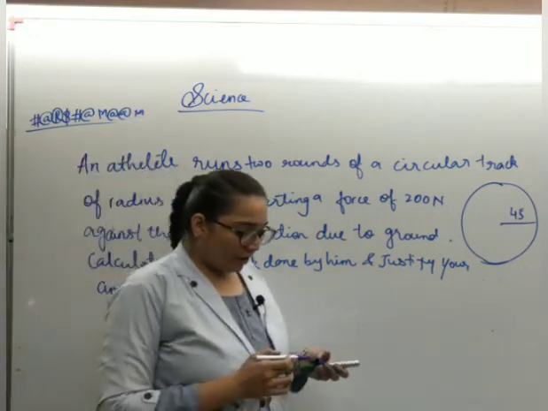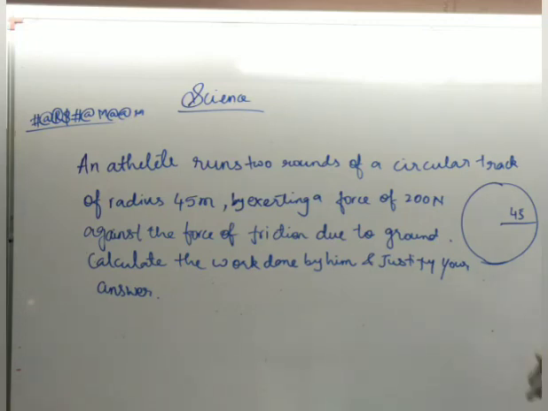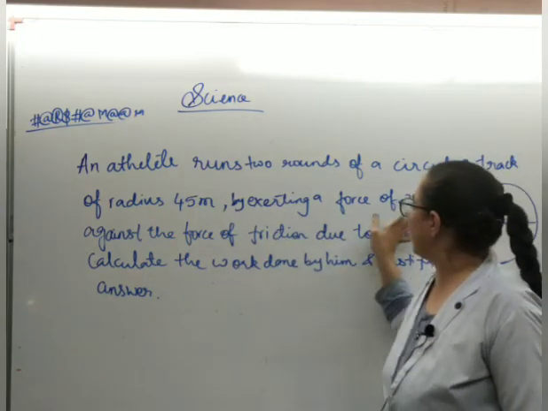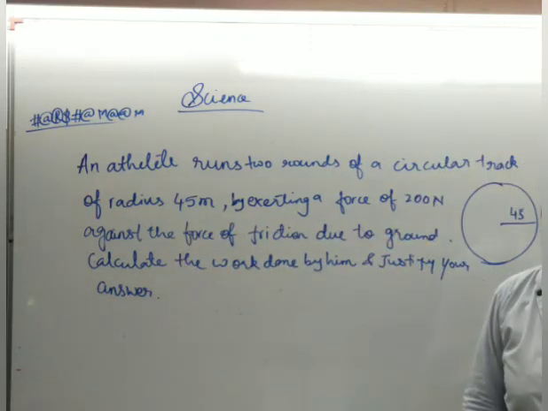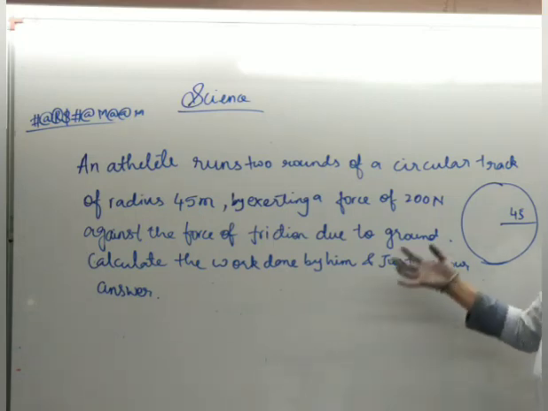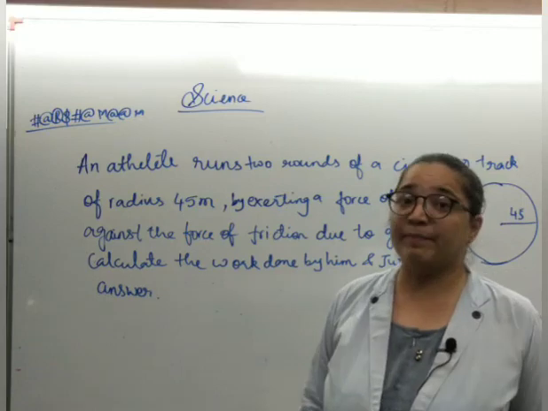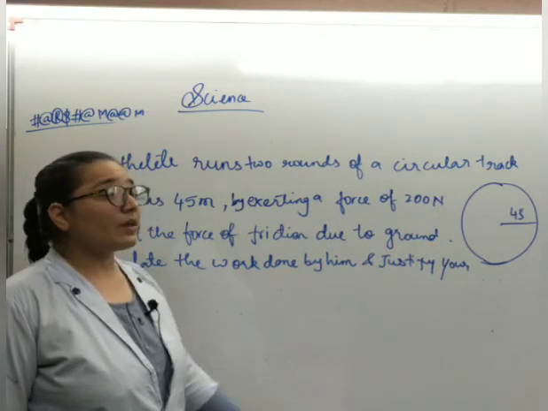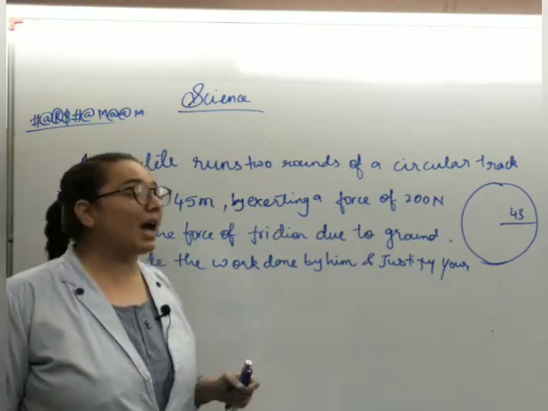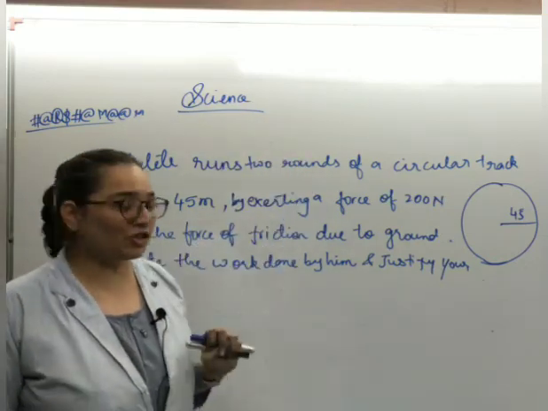Now, most of the time, what mistake does the student make? They think force into displacement, everything is given, Newton meter is the unit, then we just need to multiply 200 with 45. Nah, it's not like that. Over here, when the athlete is moving on a circular ground, when you are calculating displacement, you have to be very cautious. You have to try to recall all the concepts that were done in chapter number 1, motion.